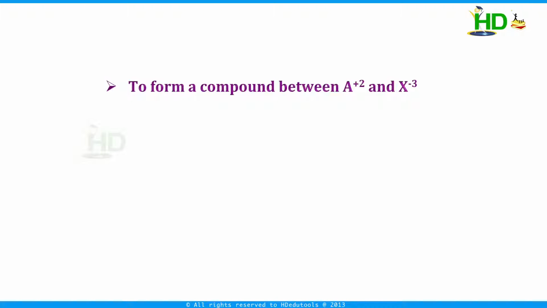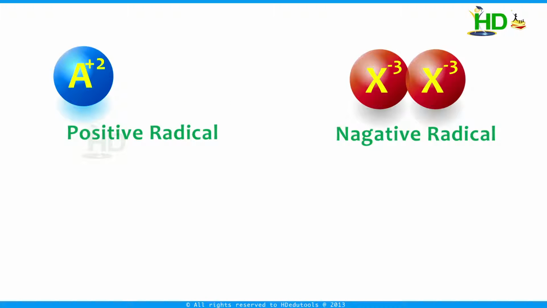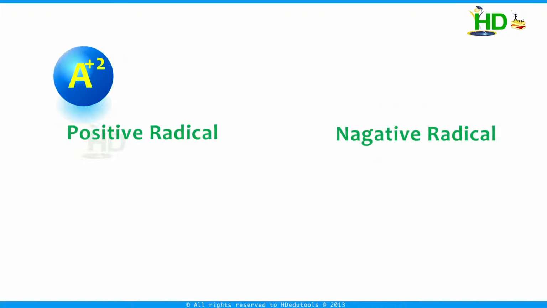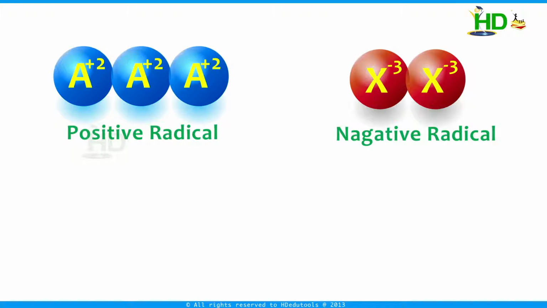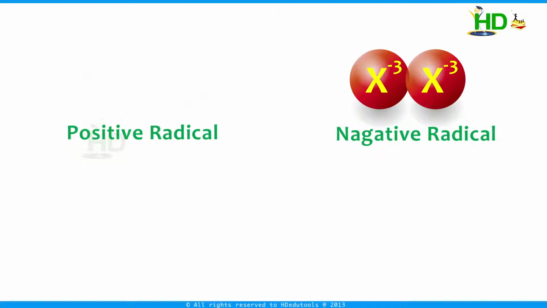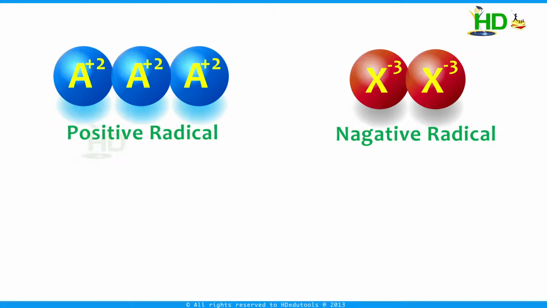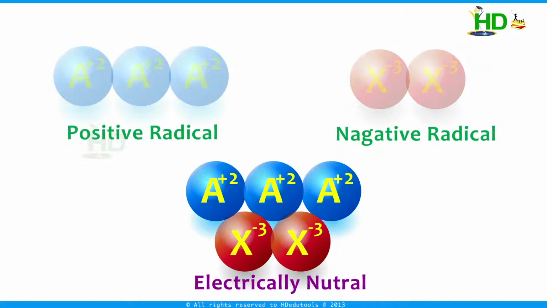Next we take another example: forming a compound between A plus 2 and X minus 3. If you take one atom of A, the charge is plus 2 and this charge is minus 3. They are not equal. If I take two atoms of A, the charge is plus 4, but X has minus 3. Therefore, two atoms cannot combine either. Suppose we consider three atoms of A and two atoms of X. Then the charge on A is plus 6 and the charge on X is minus 6. Then they combine to form a compound. The compound formed is A3X2.